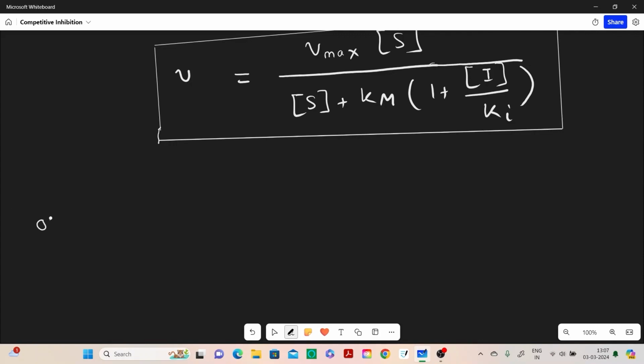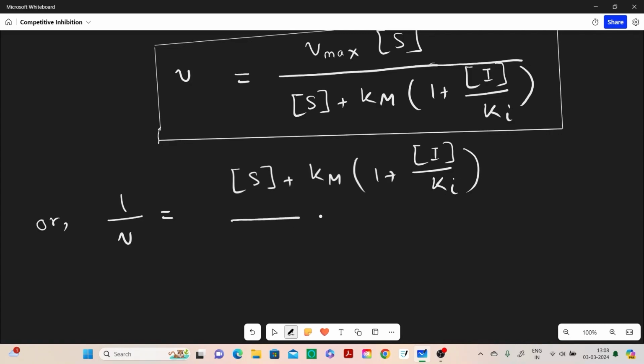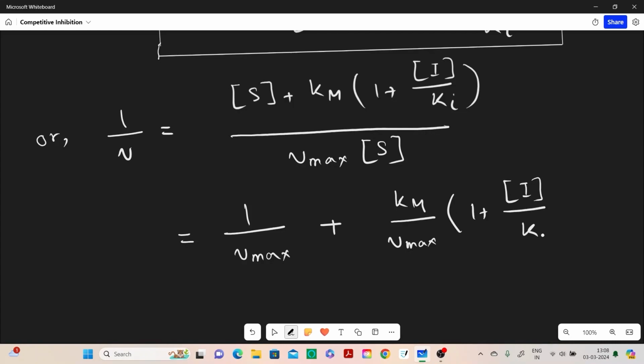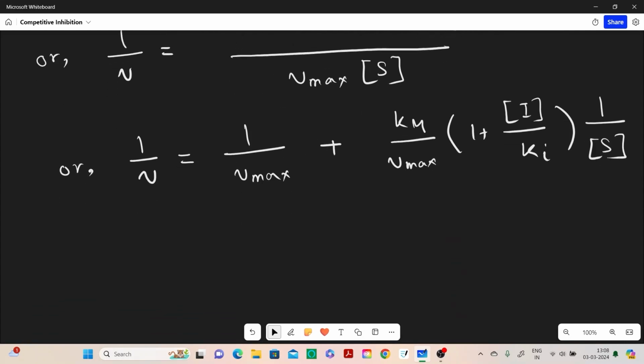We will do the same, and it will lead us to 1 by V is equal to S plus Km, 1 plus I by Ki, divided by Vmax into S. And if we elaborate it a bit more, it will become 1 by Vmax plus Km by Vmax into 1 plus I by Ki multiplied by 1 by S. So this is the Lineweaver-Burk equation for competitive inhibition.